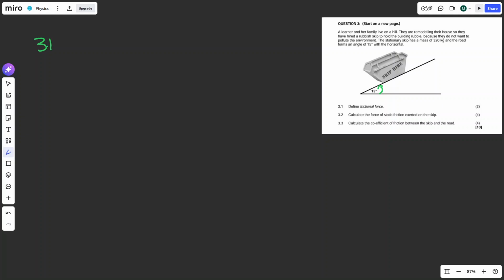So let's go to our first question. In the first question, we want to define frictional force. What is frictional force? Frictional force is a contact force, and this contact force occurs between two surfaces. Those two surfaces have to be in contact. As you can see in this example, we've got a skip which is on a plane. Since it's on a plane, it is in contact with that plane. The plane will serve as one surface and the skip will serve as the other surface.